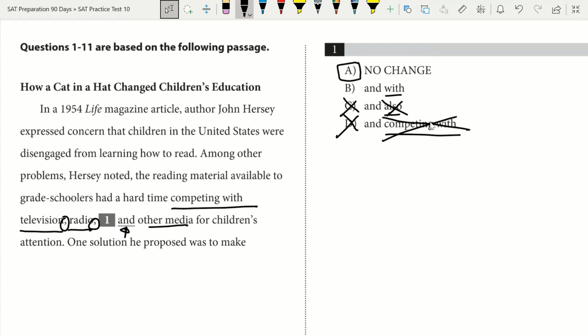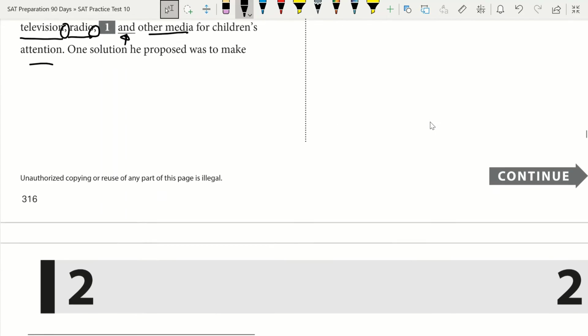So therefore that would be repetitive and redundant. Saying "and with other media for children's attention," we already say "with" right here, that I'm boxing, right? I'll put a star by it so you can see it. So once again, that would be repetition and redundancy. We always want to avoid repetition and redundancy, so the correct answer there is A.